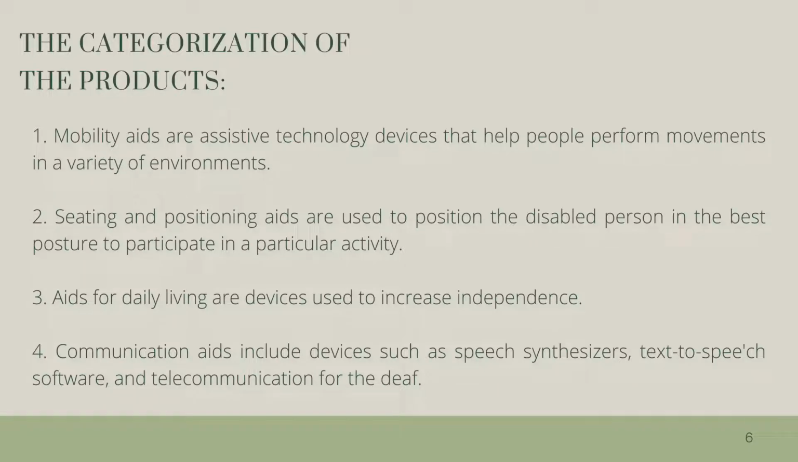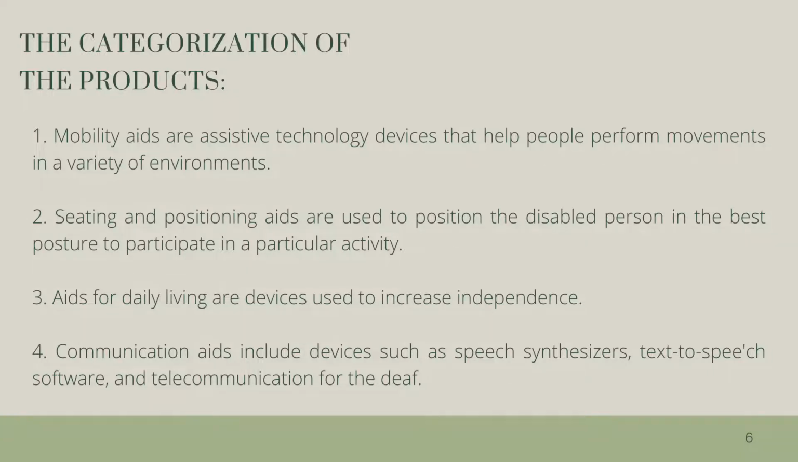Number 3, aids for daily living are devices used to increase independence, so they assist an individual in performing functional living skills or self-help activities such as cooking, eating, bathing, toileting, dressing, and home maintenance. Number 4, communication aids include devices such as speech synthesizers, text-to-speech software, and telecommunication for the deaf. These augmentative and alternative communication devices assist students who may have speech difficulties or have difficulty communicating with other people.